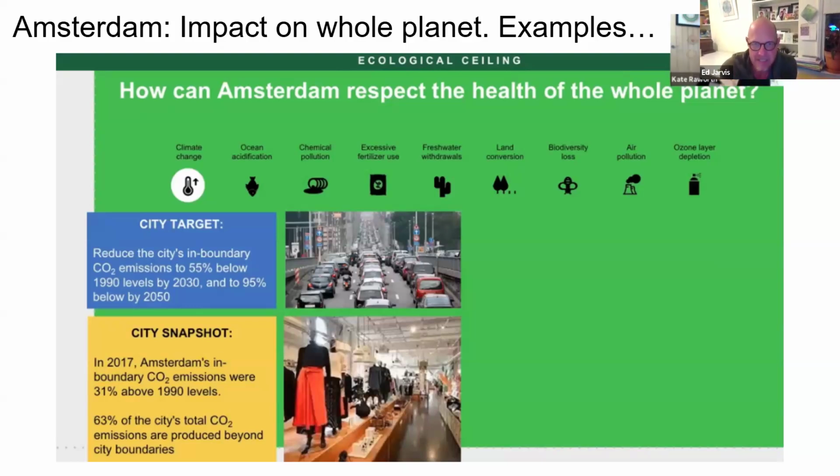Very interestingly, though, 63% of the city's total CO2 emissions were produced beyond city boundaries. So, like many Western cities and many Western nations, we are outsourcing the production of things, stuff, whatever we buy on Amazon or wherever we buy it, to other places. So again, that raises the question: what are we going to do about that? You get a whole different debate that perhaps you wouldn't be having if you hadn't applied a donut kind of perspective on the situation.